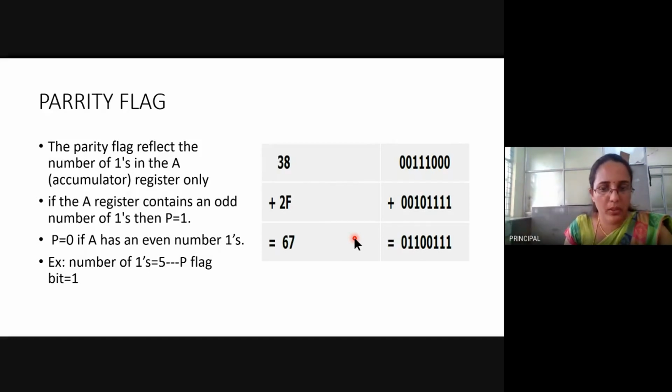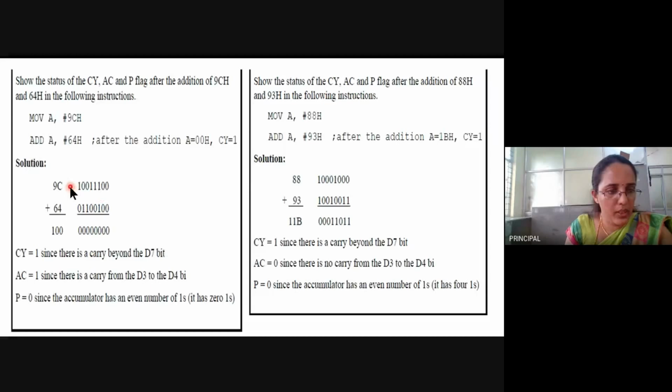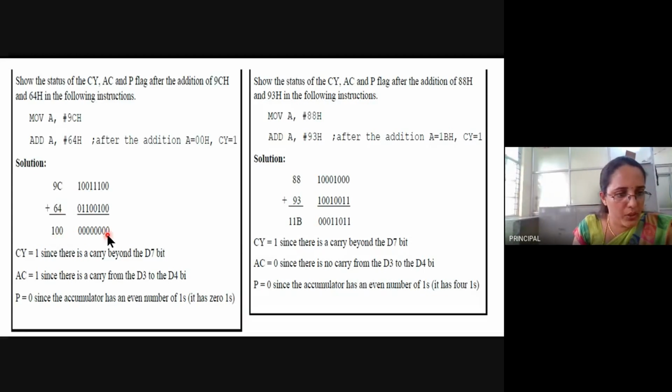Here are 2 examples. In this example, 9C is added with 64H. You get 100. There is a carry out of D7, so the carry flag is 1. From D3, lower nibble to higher nibble, you get a carry, so the auxiliary carry flag is also 1. The result is all zeros, no ones, so parity is also 0. Even.